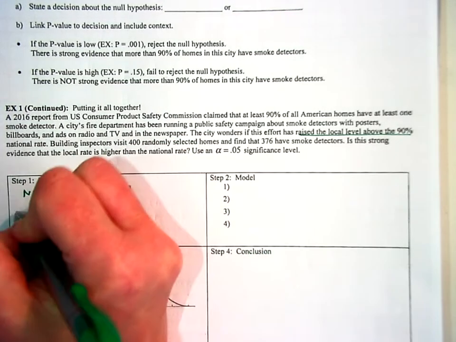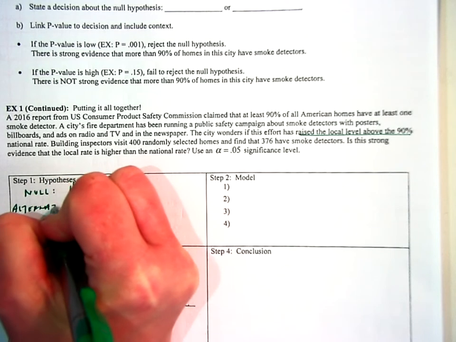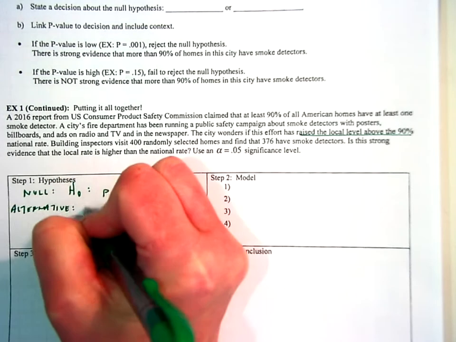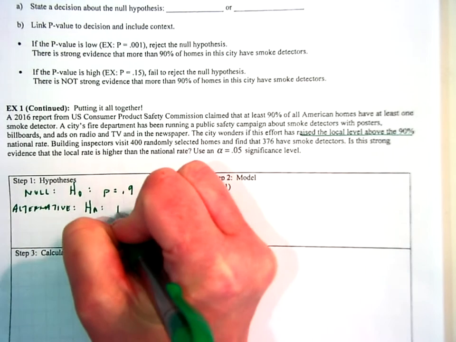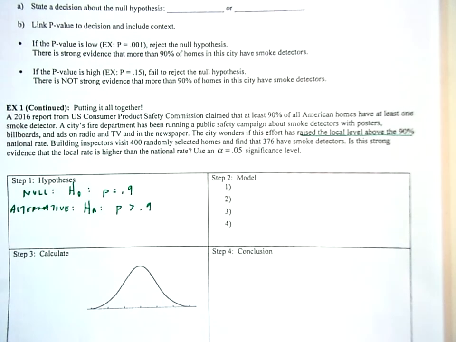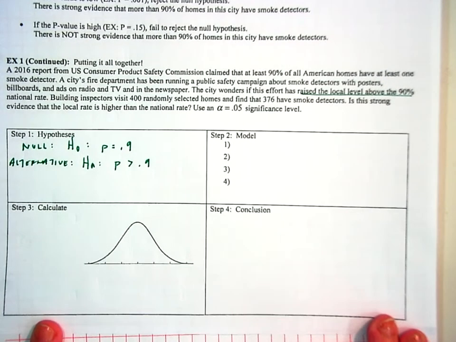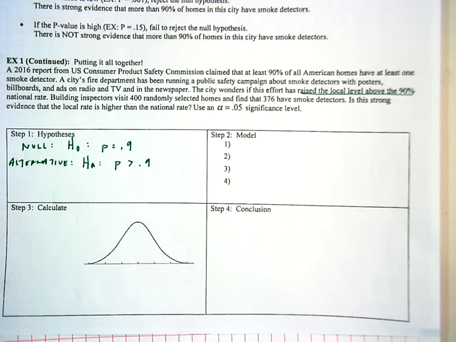Okay, what is our alternative that we are arguing? So our alternative is that that figure has gotten higher than 90%, right? We're saying, well, with all of these amazing efforts, let's see if the local rate is higher than the national rate. Let's see if it has increased, an upper tail.